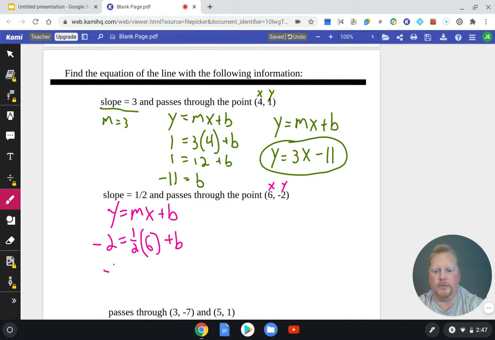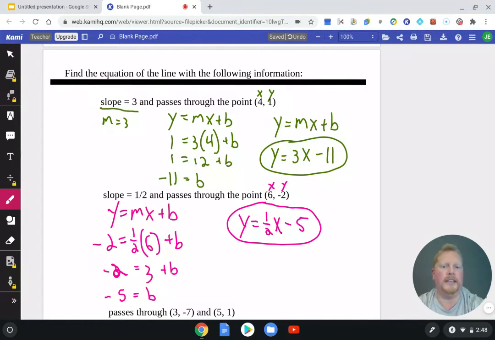Half of 6 is 3. Oh, that's an ugly 2. Subtract 3 from both sides and you get negative 5. So there we go. We now know the y-intercept. So I'm going to take the slope being 1/2 and the y-intercept being negative 5. And there's my equation.